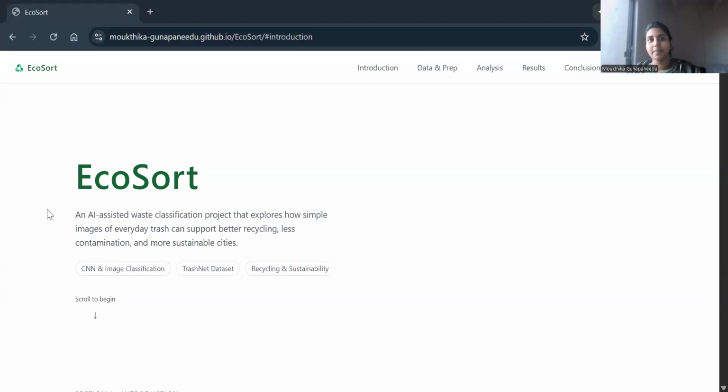Hi, I'm Mautika, and this is my project EcoSort. So EcoSort started from a very simple, everyday moment that most of us might have experienced.